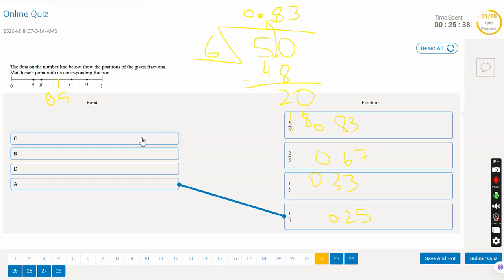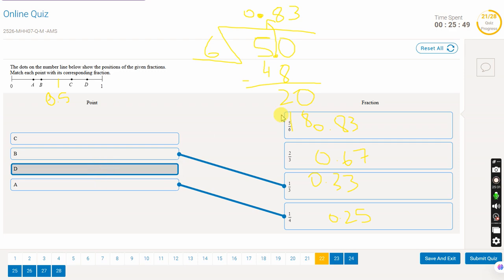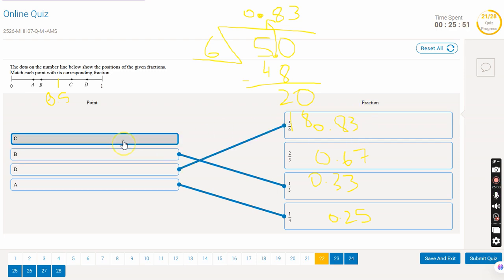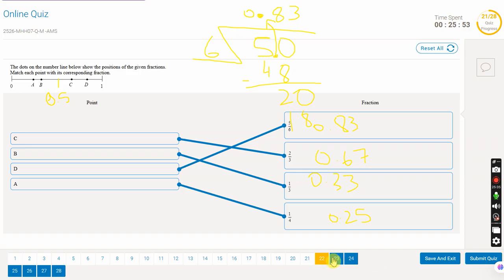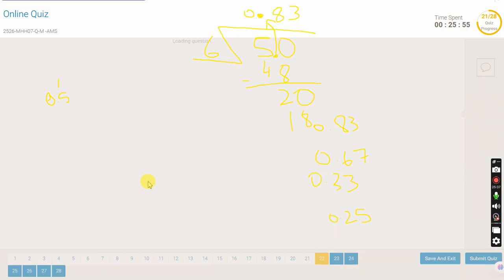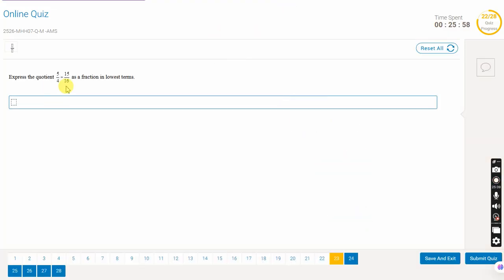Then which one is closest to A? A is the one that's close to 0, but which one is now closer to A? B. So B is going to be 0.33. Which one is the furthest apart, like the closest to 1? So let's see. That's D. So we'll put D, 5 over 6. And the last one, C, 0.67. That's closer to 0.5.